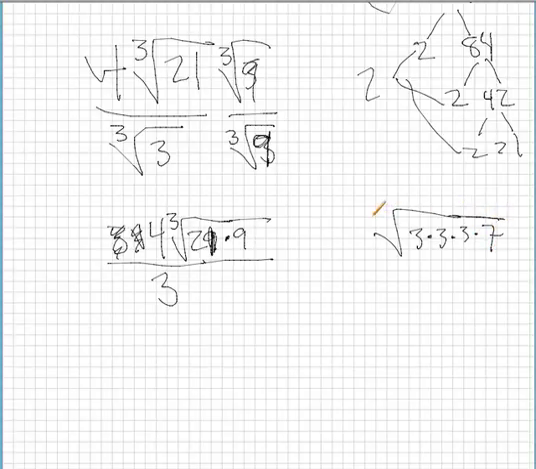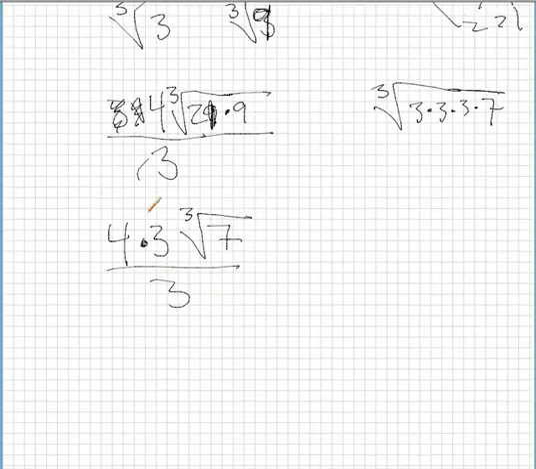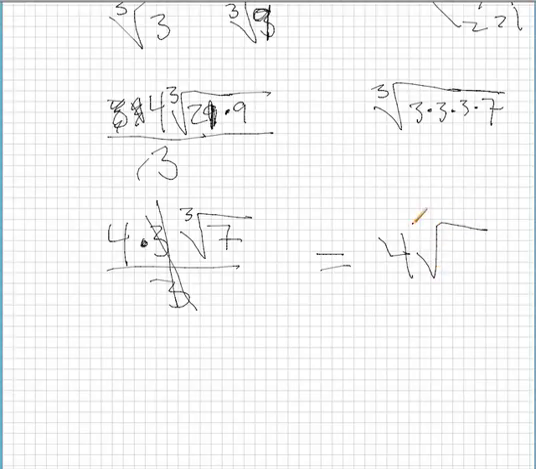And it's a cubed root, so we can bring out those 3. So we have 4 times 3 times the cubed root of 7 on top now. And 3 is on the bottom. So now we can cancel out these 3's, and our final answer is going to be 4 cubed root of 7. And that's the answer, totally simplified down.